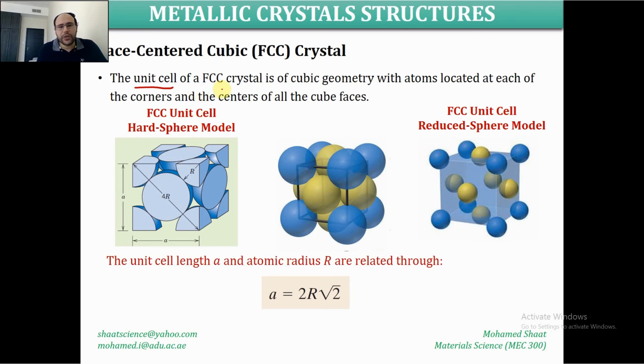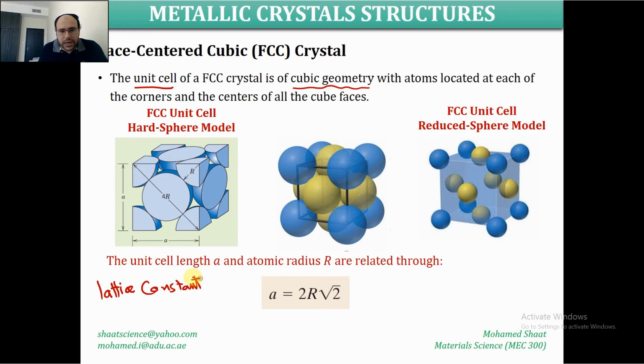So the unit cell of an FCC crystal structure is cubic. This is one different thing in terms of geometry, that it is a cubic shape. It's just a cube. And we know from physics, from mathematics, that in any cubic shape, all the edges of the cube should be equal, right? So we're going to consider here a, and this a is known as the lattice constant.